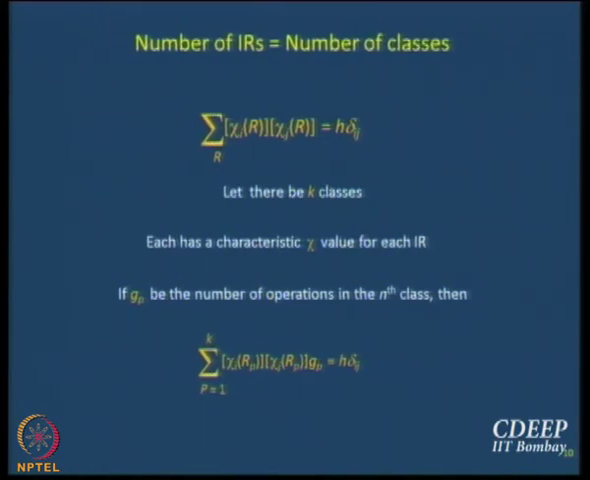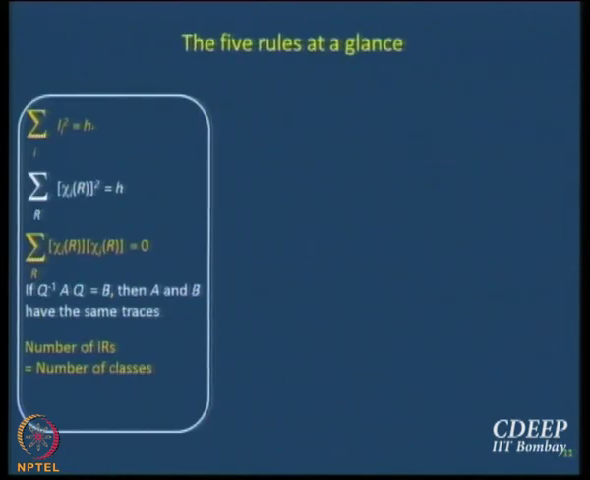So you have 5 relationships. What are the 5 things that we need to work with? These. First is sum over I Li square equal to H. Second, sum over R chi IR mod square actually, remember, don't forget that we can have and we will have complex quantities is equal to H. Sum over R chi IR chi JR equal to 0.